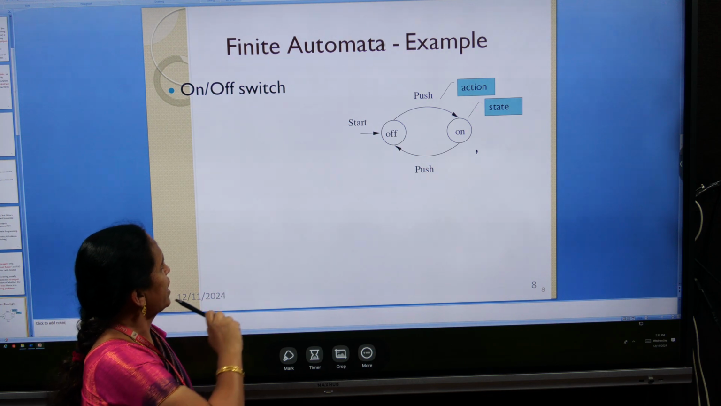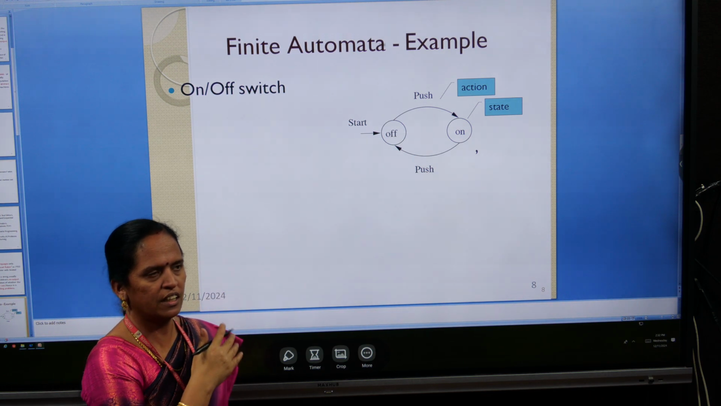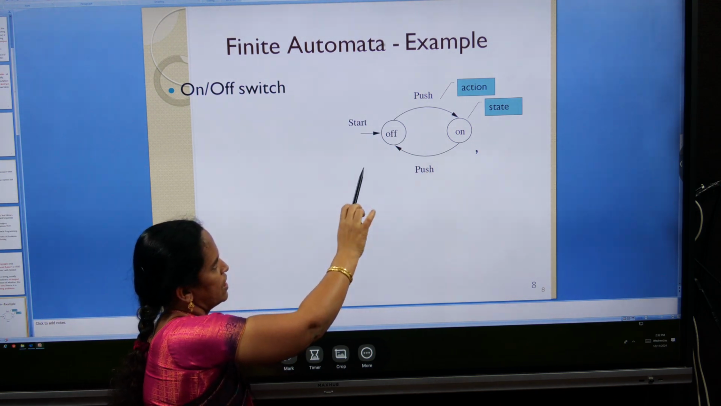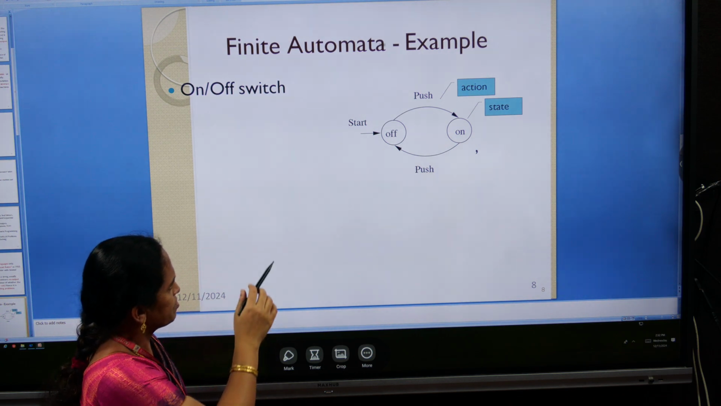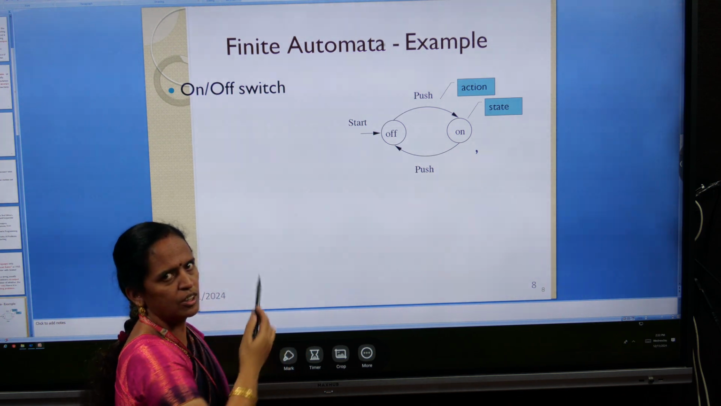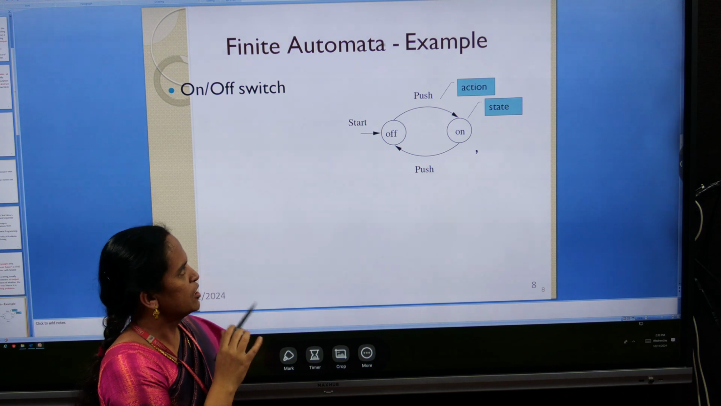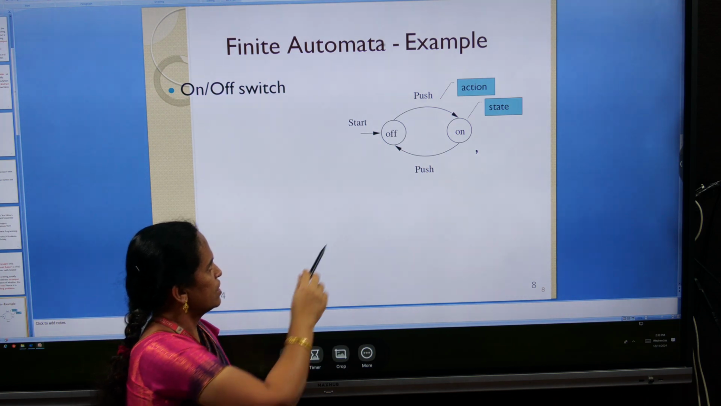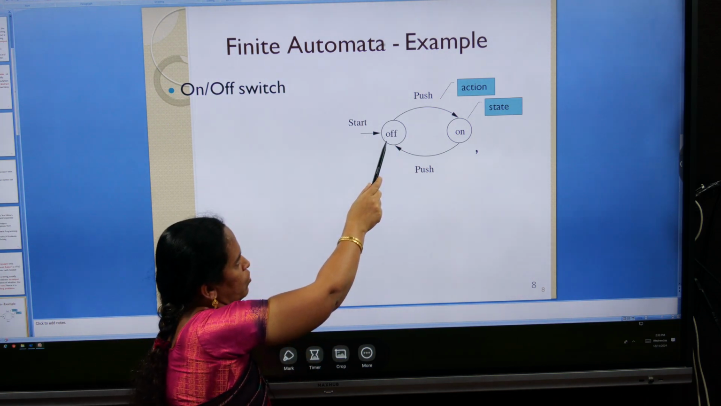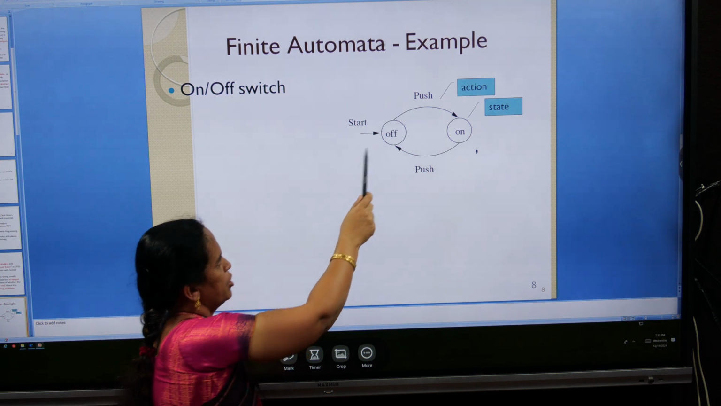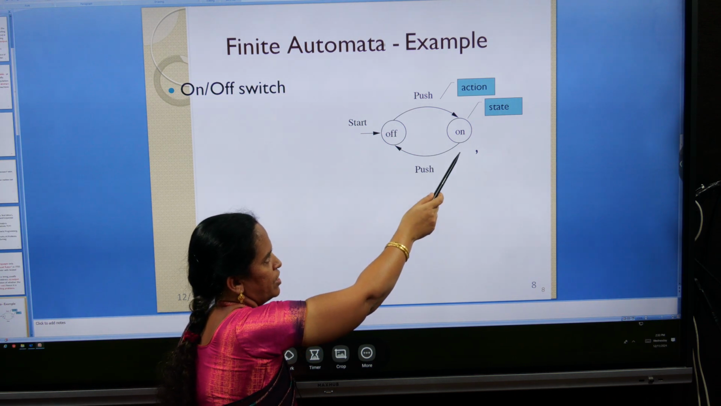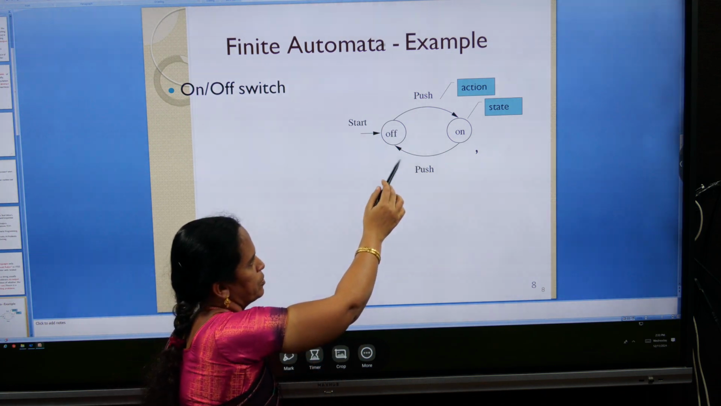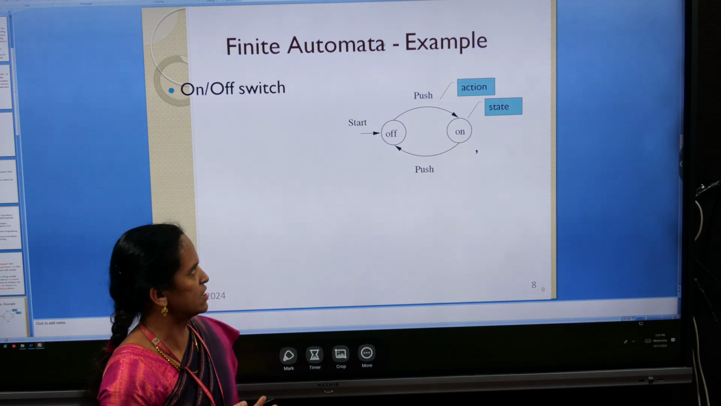So we can represent the finite automata in the form of diagrams. The finite automata consists of a set of states. For each state we can give some inputs. From one state it moves to another state with the help of those inputs. Here the finite automata is initially in the off state. After giving input it moves to the on state. After giving input to the on state it moves to the off state. So these edges represent the transitions between the states.